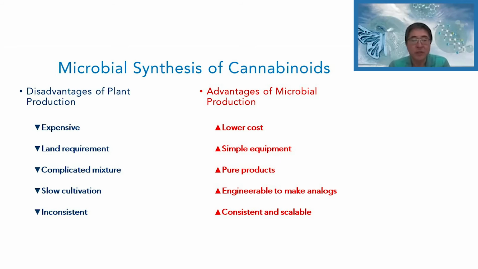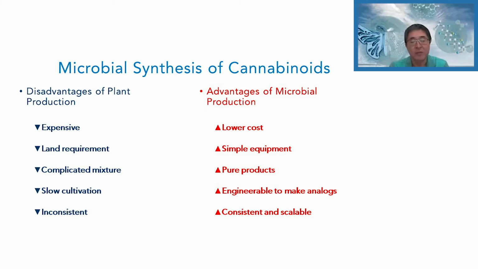So traditionally, these compounds have always been isolated from plants and still are. While growing cannabinoid plants is definitely a very attractive way of producing these cannabinoids and for other purposes, there are significant disadvantages if one wants to scale them up or use them as a source of purified compounds, because they're quite expensive to grow. There's significant land requirement.